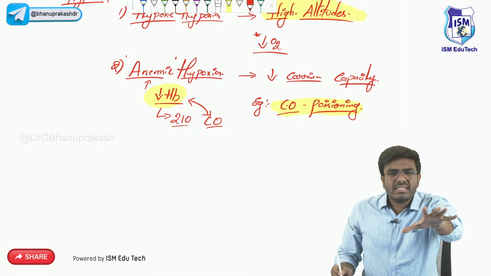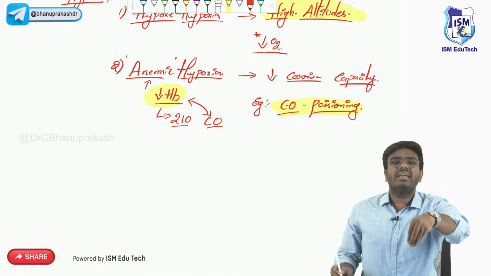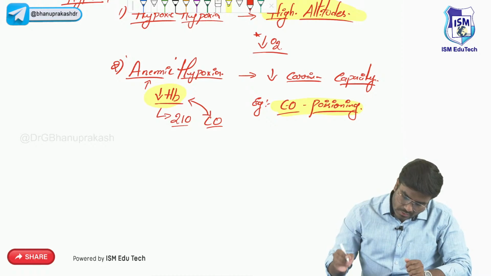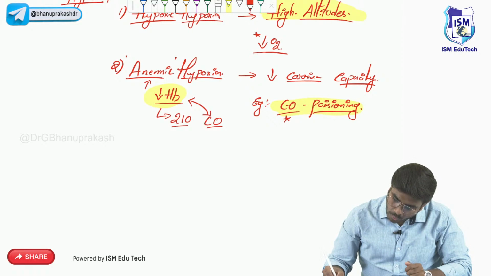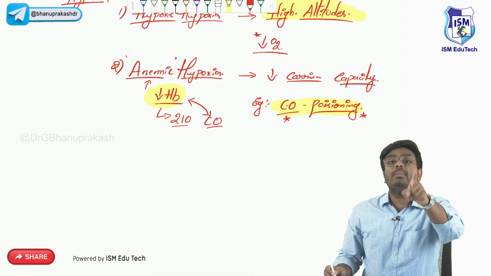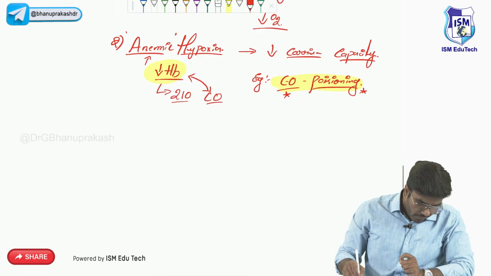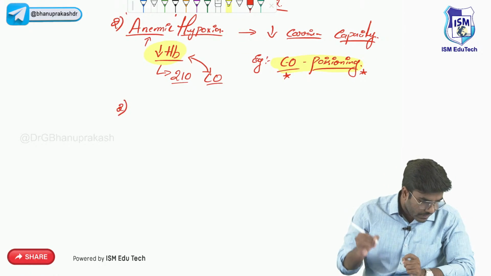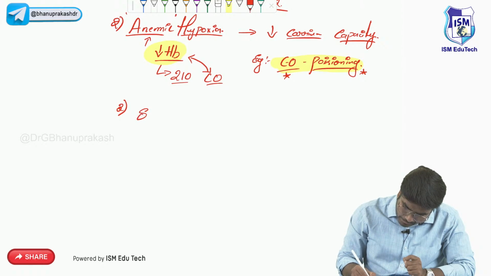So, hemoglobin is there, but is it useful? No, it's just like an anemic condition. So, just know this one point: carbon monoxide poisoning will cause which type of hypoxia? Anemic hypoxia, problem with hemoglobin. Okay, now the third type of hypoxia which I want you to know is stagnant hypoxia.